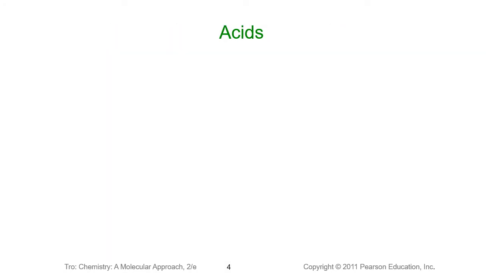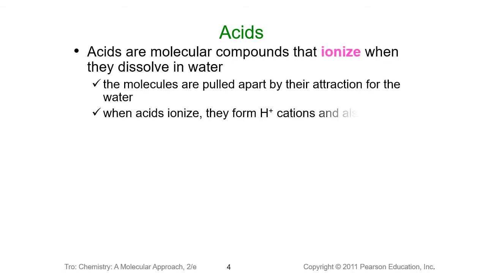Acids are a special type because acids are actually molecular compounds. They're made out of all nonmetals, but they do ionize when they dissolve in water. They form ions. Our ions are H+ for the cation from the acid, and then whatever anion it's attached to.